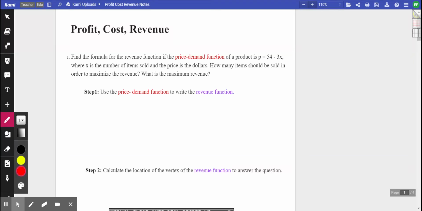Hello everyone. Today's video is about the profit cost revenue function. We kind of zipped through the notes in class, so I thought I'd make a video just so that we are on the same page. If you need to slow down, rewind, pause, any of that good stuff, you have that opportunity now.